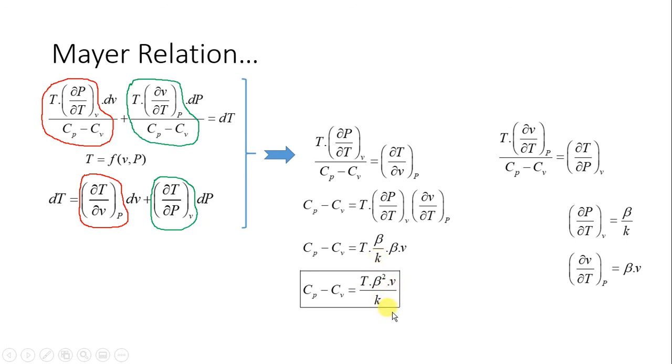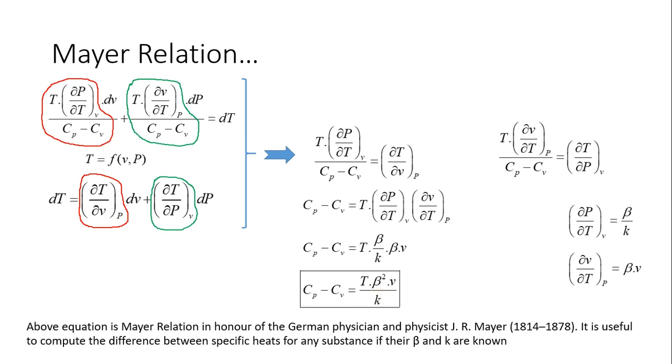This is known as Mayer's relation. Now this Mayer relation is giving you the value of Cp minus Cv. Now for ideal gas, what is the value of Cp minus Cv? It is R. We will prove that also after this. The Cp minus Cv value is T beta square V upon K. From here, for ideal gas, how can you get Cp minus Cv equal to R? That we will see.